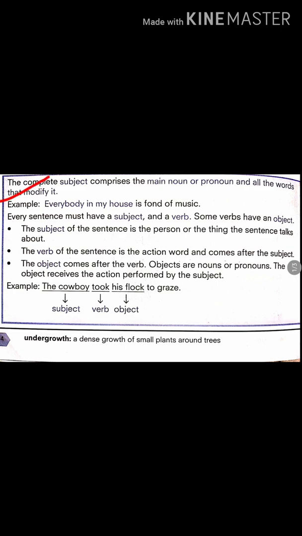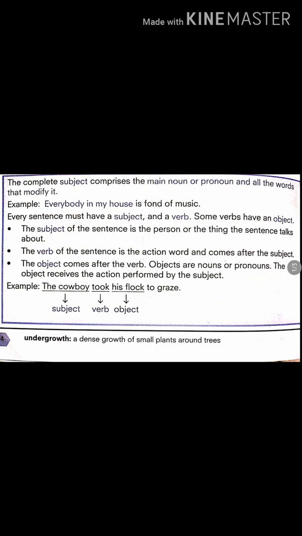The complete subject comprises the main noun or pronoun and all the words that modify it. In the previous exercise, exercise D, we have seen such examples, right? For example, the 10th sentence in exercise D: Those who disagree may fall out of the line. In that, we had marked the subject as "those who disagree". Instead of saying only "those", we had marked "those who disagree". So this forms the complete subject.